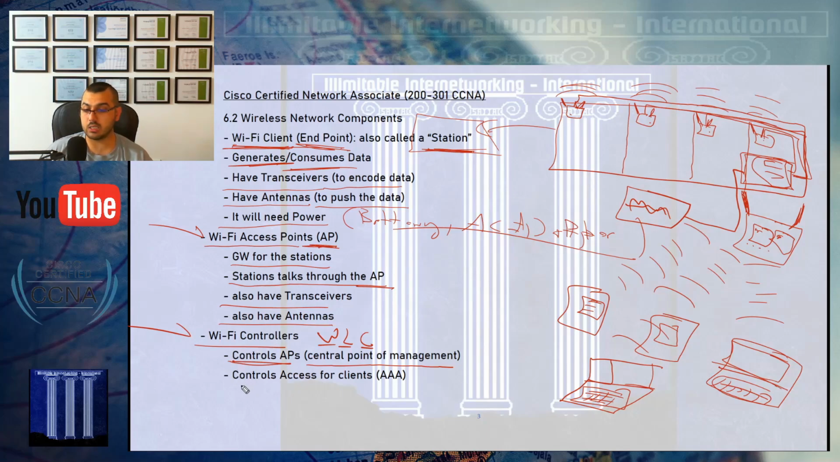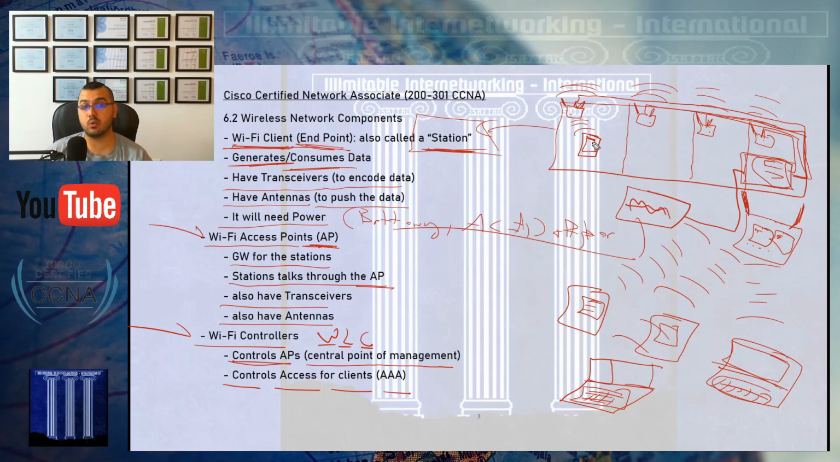The other one is that it controls access for clients. So when my mobile phone here is trying to connect to this access point and it wants to access the network, you remember in the wired network we had the AAA server, credentials, authentication, authorization, accounting, etc., that I talked about in chapter 5. Maybe it is fresh for you right now because you have recently finished chapter 5.